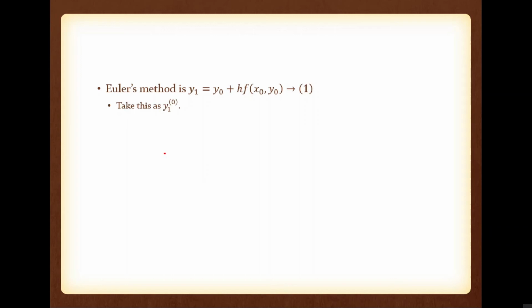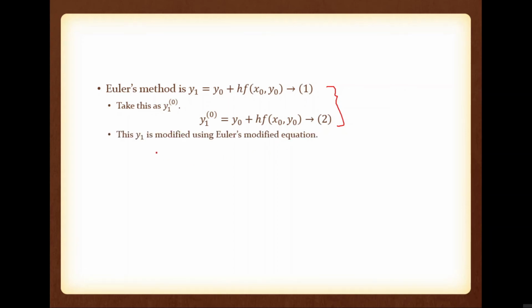Now we are going to write the modified Euler's method. By using this y1 of 0, we can write this equation as y1 of 0 equal to y0 plus h into f of x0 comma y0. This is the same thing, both are the same. For explanatory purposes only, I told you here we can replace it as 0. That is written here: y1 of 0 equal to y0 plus h into f of x0 comma y0. That is equation number 2.